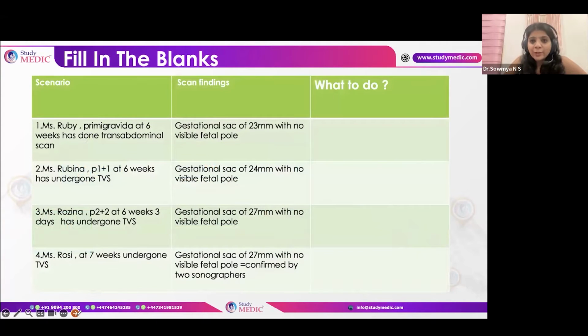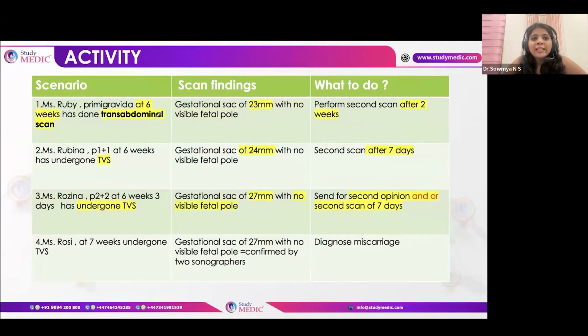Now, a couple of scenarios, very easy and straightforward. At 6 weeks, a primigravida comes and you do a transabdominal scan, gestational sac of 23. As discussed, less than 25, because it's an abdominal scan, you repeat the scan after 2 weeks. The next one, you do a TVS on a multipara, sac of 24. Again, less than 25, so you repeat the scan after 7 days. We are talking about the gestational sacs here.